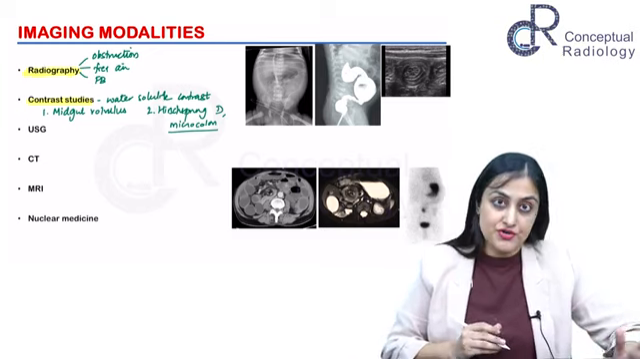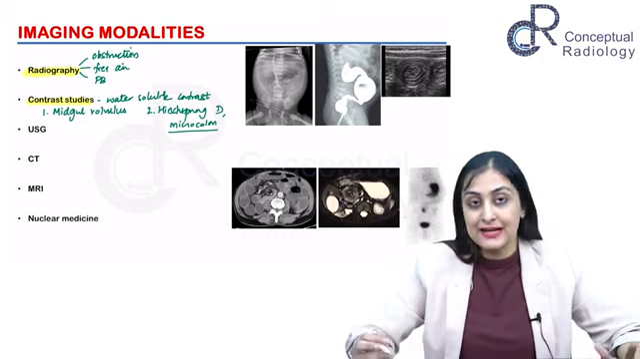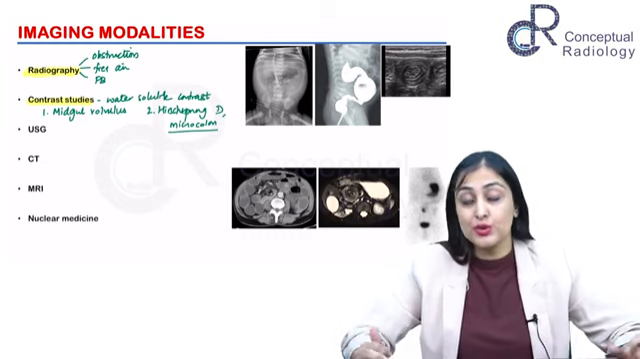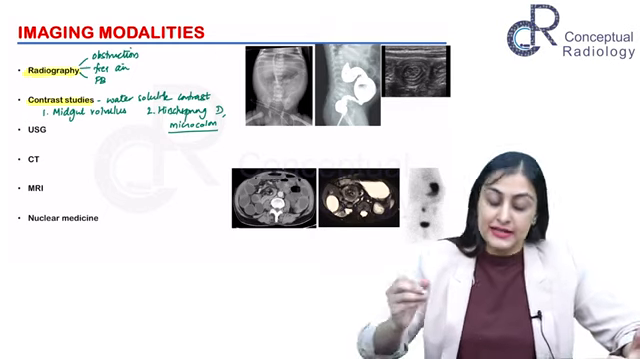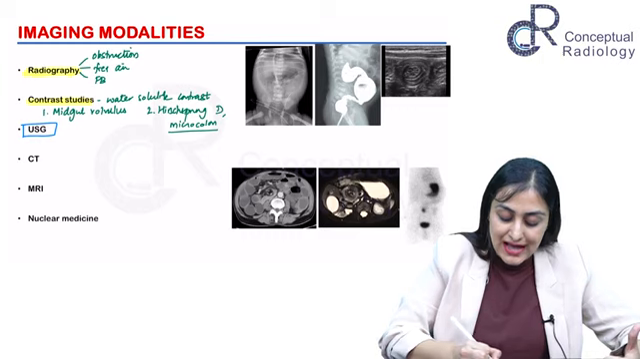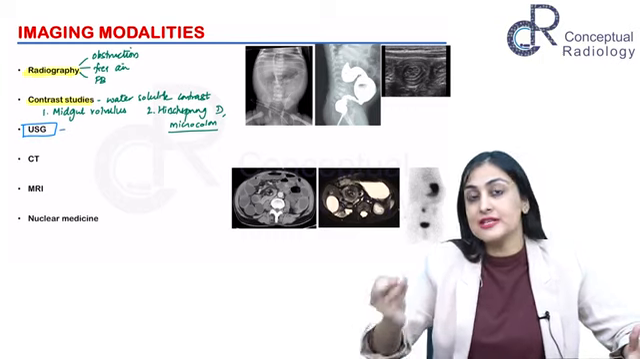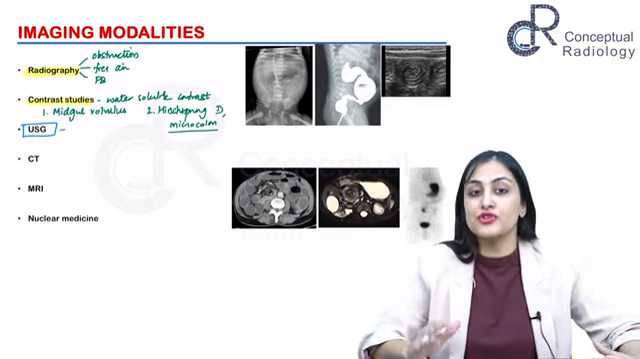Now talking about ultrasound. Any society guidelines you take as far as children and acute abdomen is concerned, whether it's AAP guidelines or ACS guidelines, they recommend ultrasound as the first line investigation of choice for evaluation of acute abdomen.